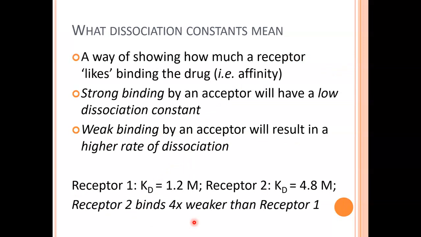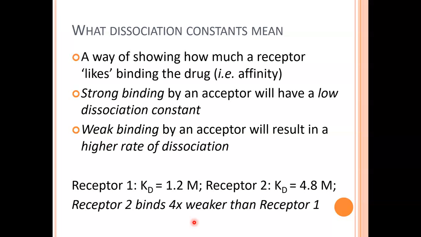So what does the dissociation constant mean? It's a way of showing how much a receptor likes to bind to your drug. Or in another way, its affinity for the drug. If you have strong binding by an acceptor, I wonder if that should be receptor. No, strong binding by an acceptor, it's going to have a low dissociation constant. Basically meaning that when you get the binding event happening, it is not inclined to let it go. So that is strong binding.